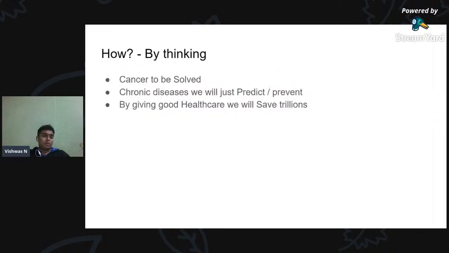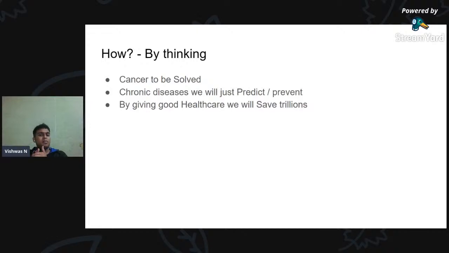So how? By not thinking that cancer can be solved, because as I told, cancer tends to reject some sort of drug, some sort of treatment which you are trying to administer to a patient. It really makes a lot of difference, because people are working on different applications every day.